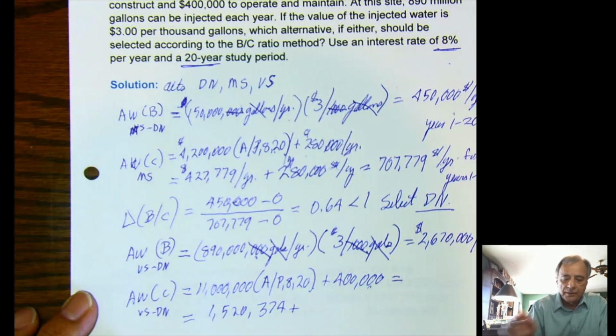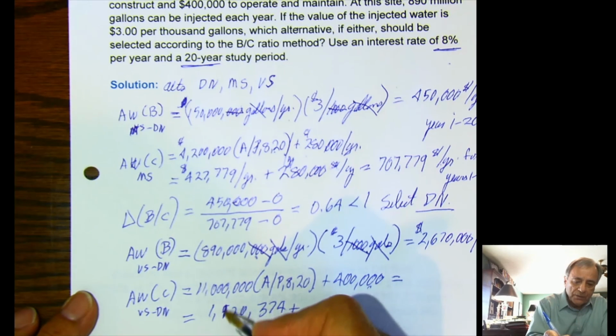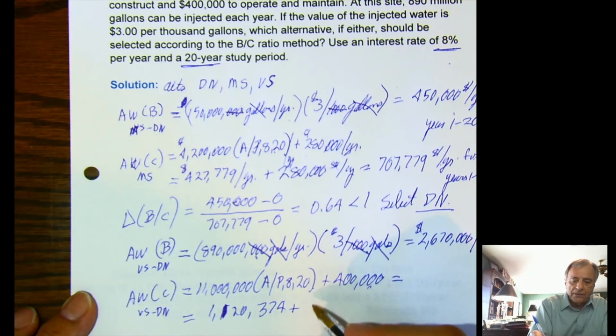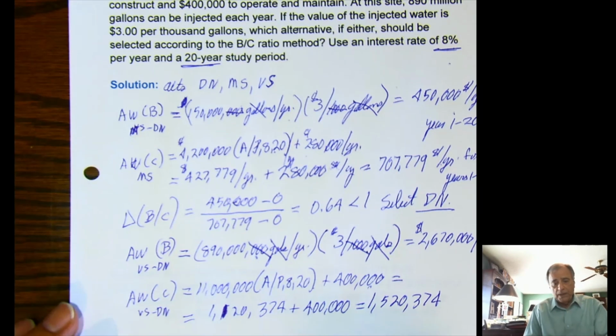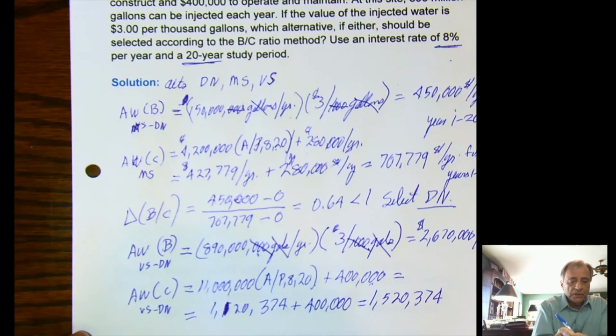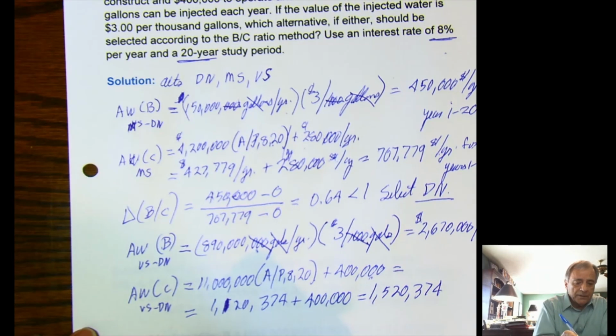I'm sorry. This is a 1,120,374. I had already added it. 1,120,374 plus 400,000 will give me 1,520,374.